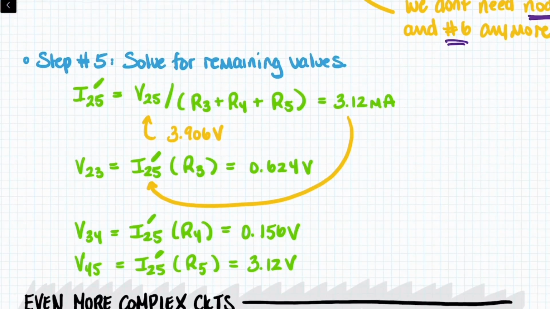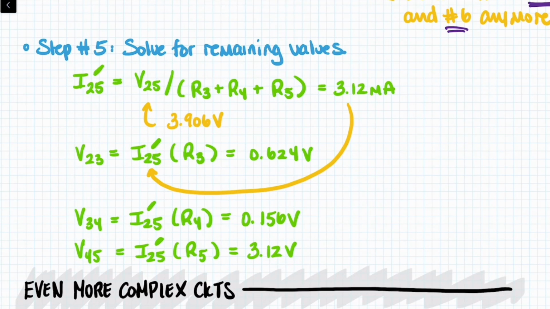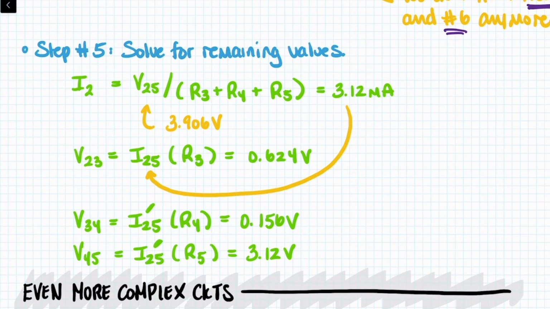So now what we're going to do is solve for the remaining values. I'm going to replace all these I25s with I23. I'm not sure why I changed what I was using.